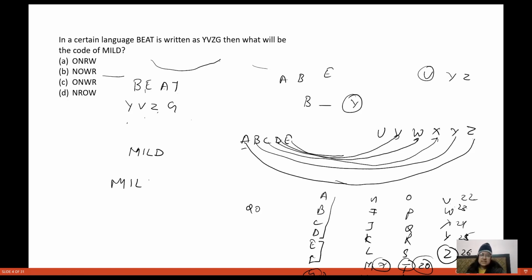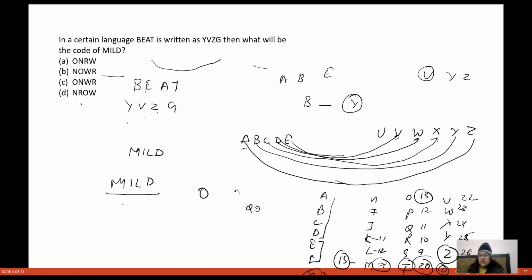Now we have to just find MILD. So M is which one? If you see, this K is I think 11, this will be 12, and this will be 13. So from here, which is the 13th one, 26 minus 13, which one you will get? So this is 8th, 9th, 10th, 11th, 12th, and this is 13th. So now you know O. Now one of these will be your answer.